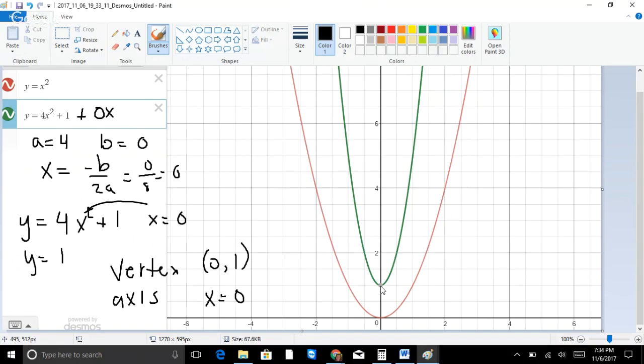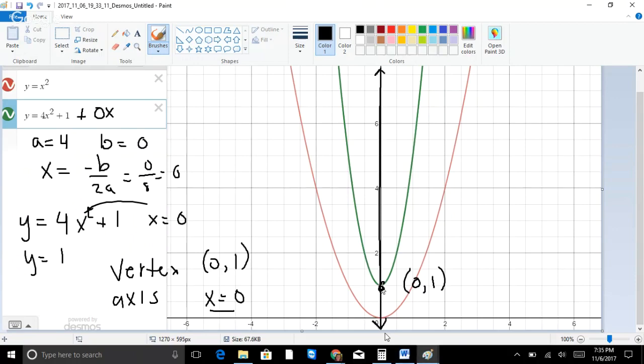So when I go to my graph now, my vertex right here, you guys probably already saw, I clicked on it, is at (0, positive 1). And my axis of symmetry is when x equals 0. Okay. Now, it all kind of matches up.